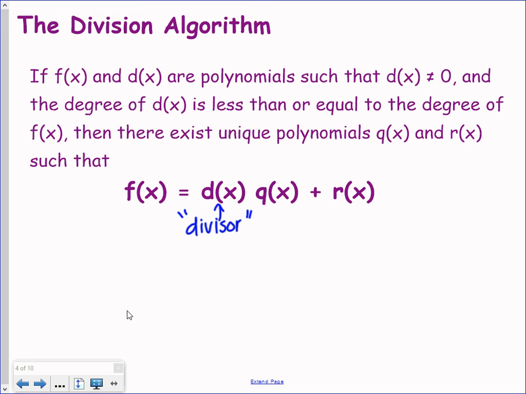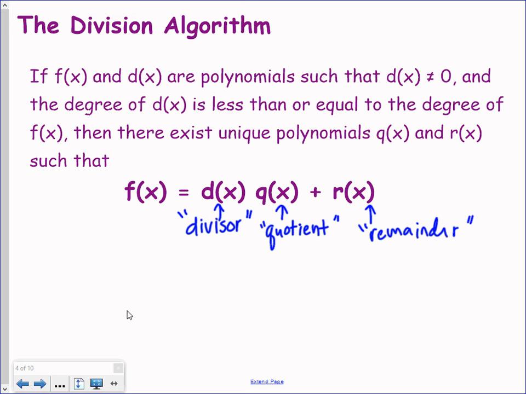Q of x is really your answer. So it's your quotient. It's the thing you get when you divide. And then r of x is your remainder. We'll do an example with polynomial long division on the next slide, but just to make sense of this, the division algorithm says really nothing new about division. It's everything that you always knew.